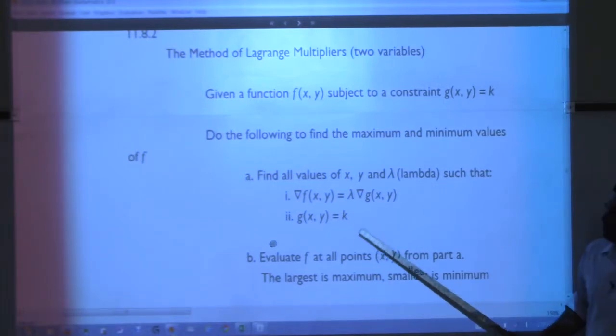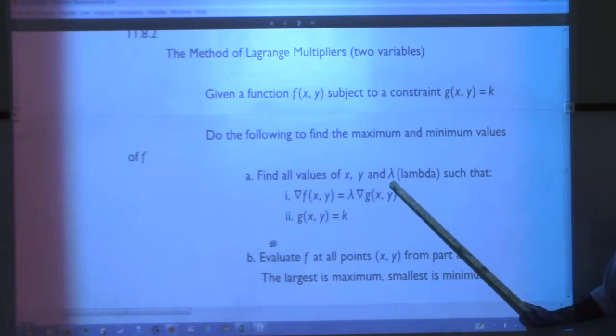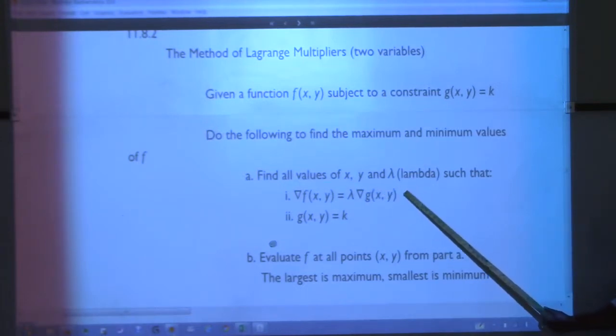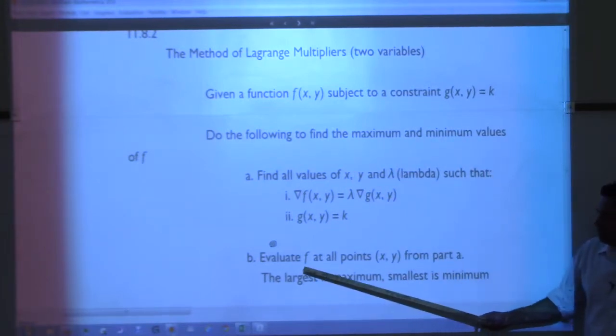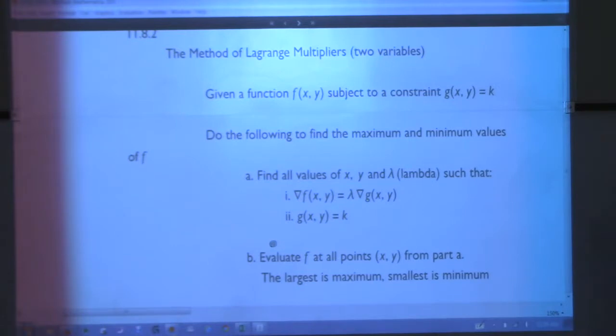All right, once we figure out all the x's, y's, and lambdas, because there might be more than one x, might be more than one y, might be more than one lambda. Once we find all of them, then what we're going to do is evaluate our function f at all those x's and y's that we find, and then the largest is the max and the smallest is the min. All right, that's the method. For two variables, that's the method.